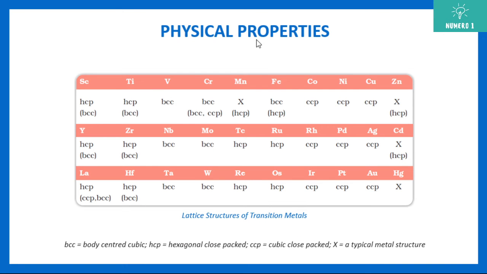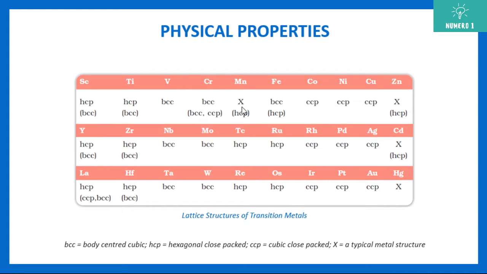So, physical properties. First thing, we should go through their structures. You can see this is your 3D series, this here is your 4D series, and this here is your 5D series. You can see that there is HCP, BCC, HCP, BCC, BCC, all these structures. We know what HCP is: HCP is hexagonal close packed. Same way, BCC is body centered cubic.